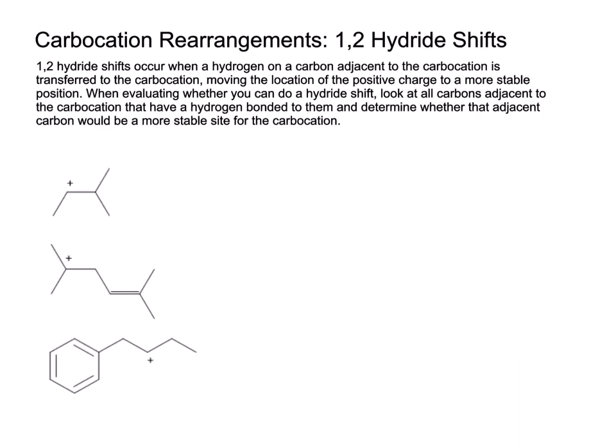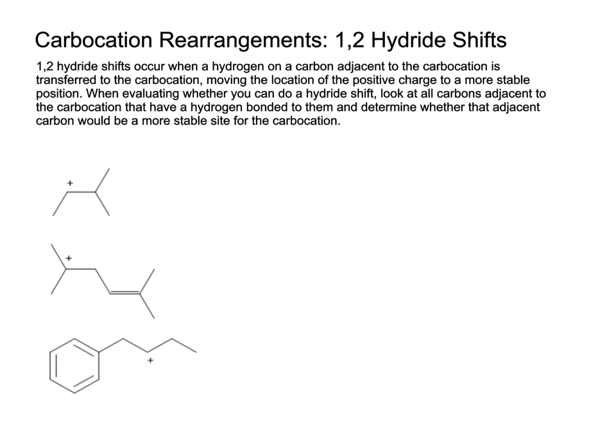While ring expansions get priority over 1,2-hydride and 1,2-methyl shifts, they are the most complicated of the carbocation rearrangements. So to start us off, we're going to talk about the 1,2-hydride shift first. 1,2-hydride shifts occur when a hydrogen on a carbon adjacent to the carbocation is transferred to the carbocation, moving the location of the positive charge to a more stable position. When evaluating whether you can do a hydride shift, look at all the carbons adjacent to the carbocation that have a hydrogen bonded to them and determine whether that adjacent carbon would be a more stable site for the carbocation.